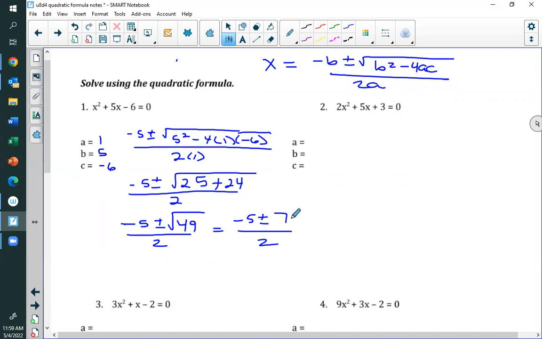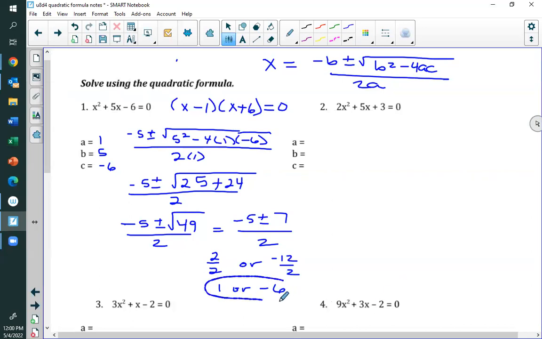Okay, once I know that I have negative 5 plus 7 over 2 or negative 5 minus 7 over 2, negative 5 plus 7 is just 2 over 2, right? Or negative 5 minus 7 is negative 12 over 2. So my answers are 1 or negative 6. So on that one, you also could have said x minus 1 times x plus 6, and that actually would have factored out for you. But I wanted you to use the quadratic formula to get these answers, just because I wanted you to be able to put numbers in.